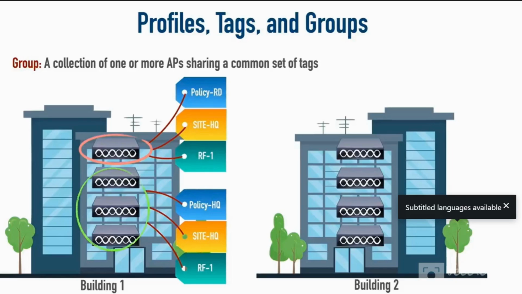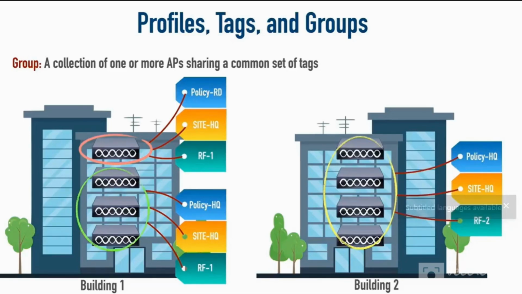And then we can group together all of the APs in building 2 and give them this set of tags. They can all be assigned the policy HQ tag, and just like all of the APs in building 1, everybody's sharing the site HQ tag in this example, but the APs in this building, they should support that 2.4 gig band, so we'll give them a different RF tag, RF2, which will include the 2.4 gig band.